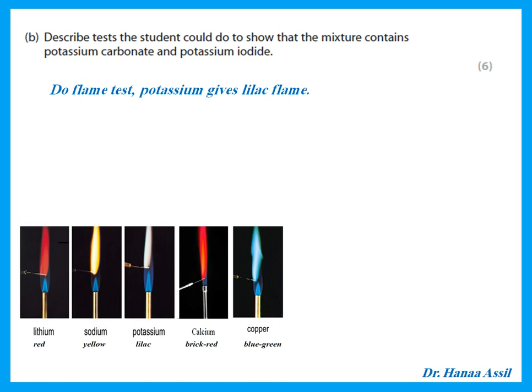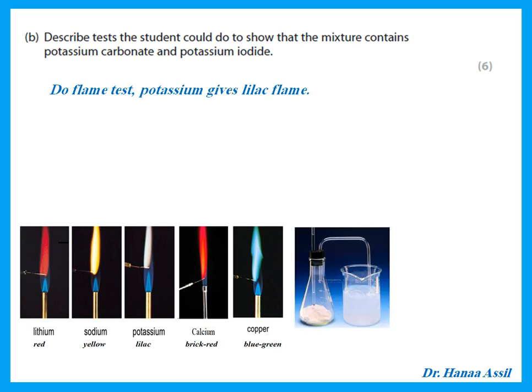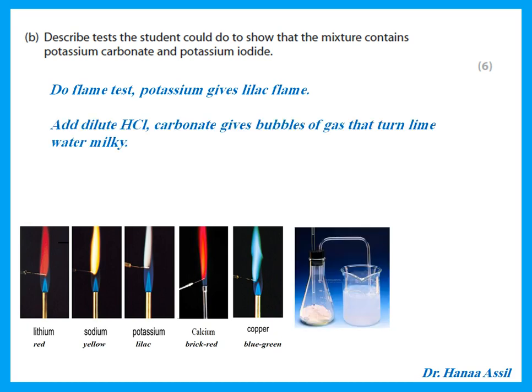Then I want the test for carbonate. Well, what was the test for carbonate? A dilute acid. Actually, it should be any acid, but usually we specify dilute HCl, but it could be any acid. Carbonate gives bubbles of gas that turn lime water milky. Remember, identify you're doing test for what. Don't just say add HCl, it gives bubbles of gas. That is test for what? Test for carbonate. And then we're left for iodide.